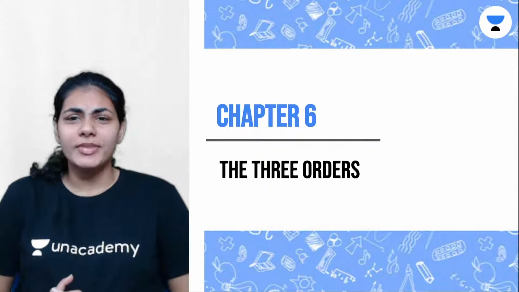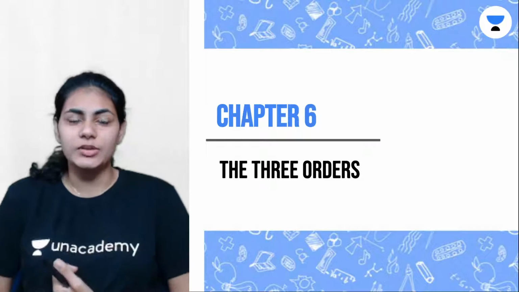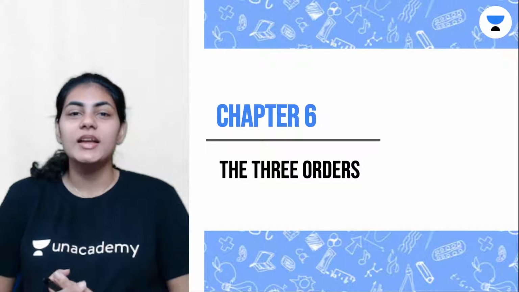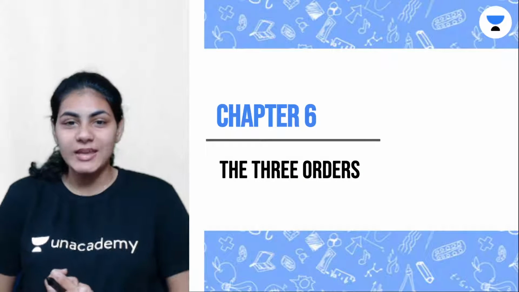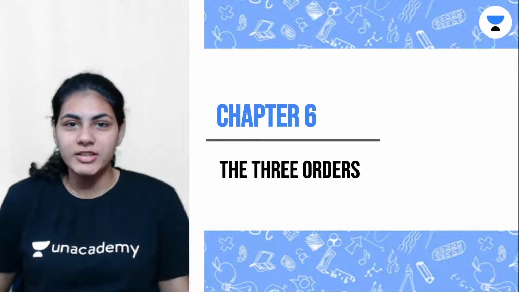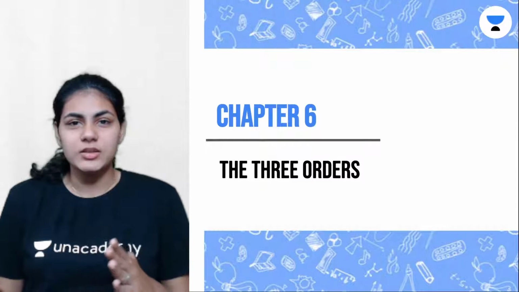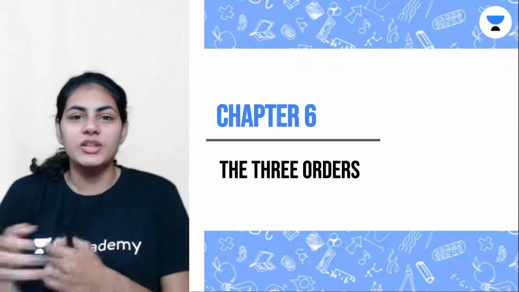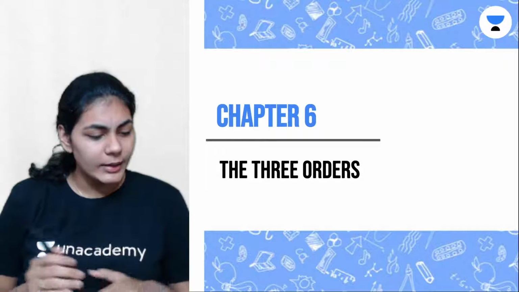Anyways, just to give you a heads up as to what's going to happen in today's class, the structure of the class: it's going to be the last part on discussing chapter 6, which is titled the three orders, right? We'll be majorly talking about the 14th century now. So we are moving a couple of centuries ahead. So yeah, that's the structure.